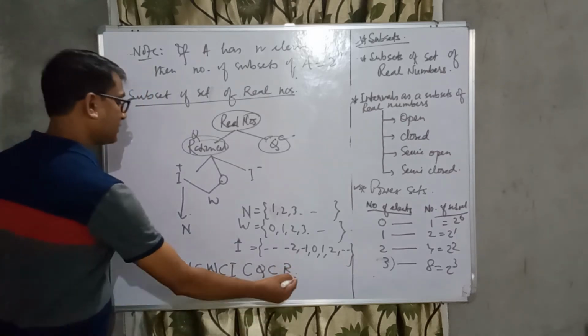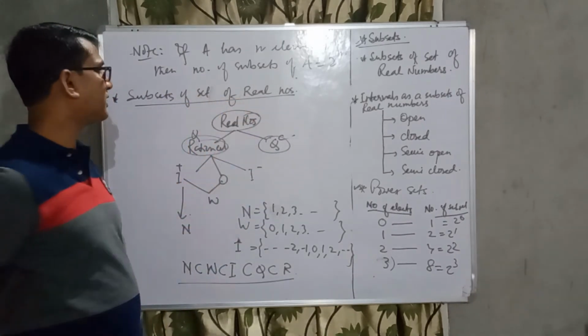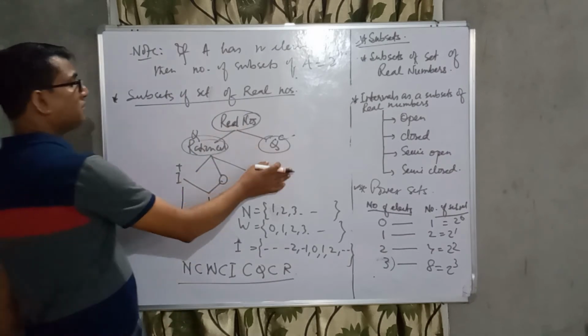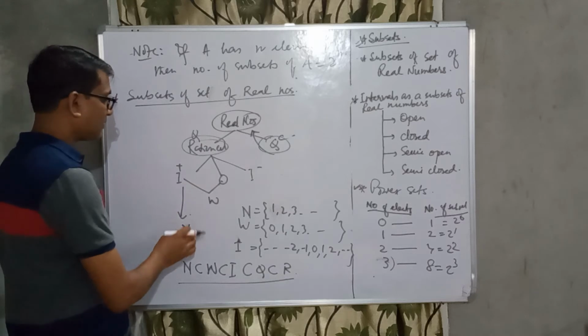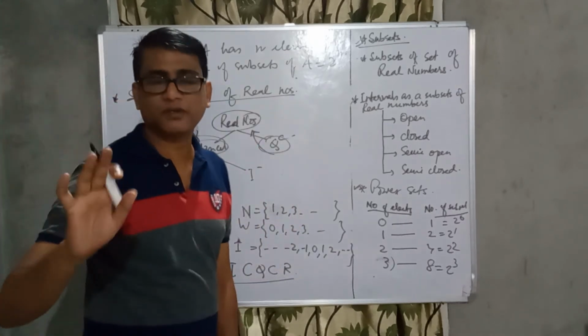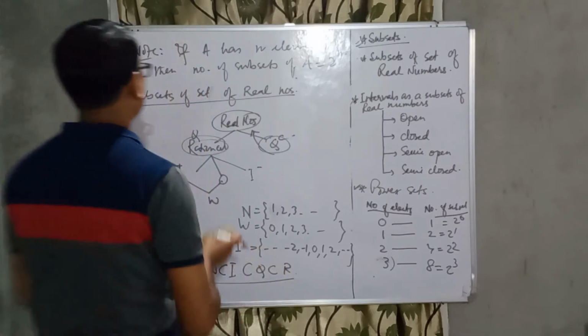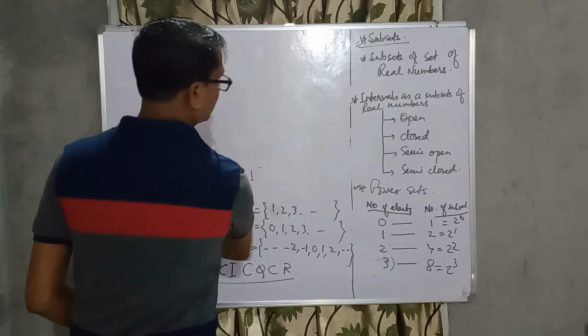Okay, this is the subsets of the set of real numbers. And irrational numbers are also a subset of real numbers, but natural numbers, whole numbers, integers, and rational numbers are not subsets of irrational numbers. Be careful. Okay? Let's see the next.